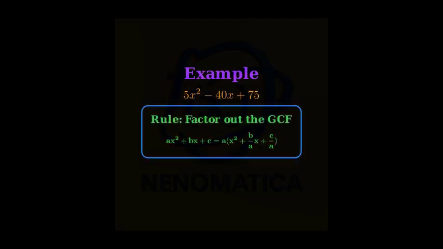Let's look at our example. We need to factor the expression 5x squared minus 40x plus 75. The first step is to identify if there is a greatest common factor, or GCF, that we can factor out from all terms. Looking at our terms, we have 5x squared, negative 40x, and positive 75. The greatest common factor of these terms is 5. So we can factor out 5 from each term.